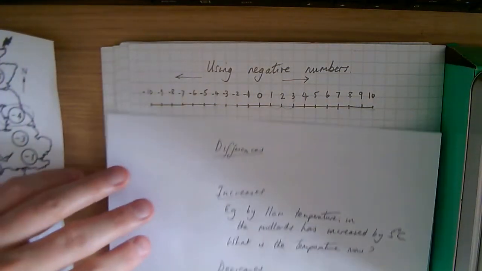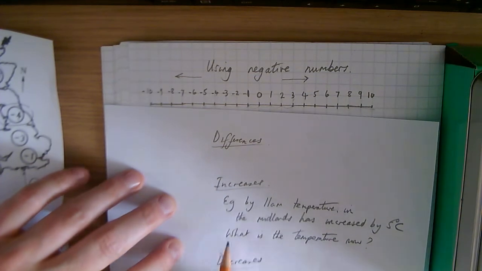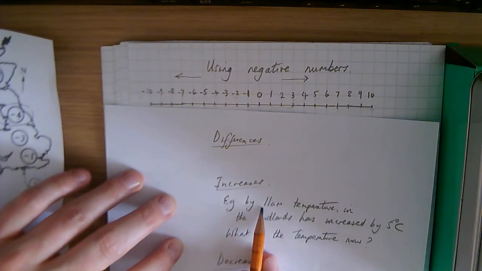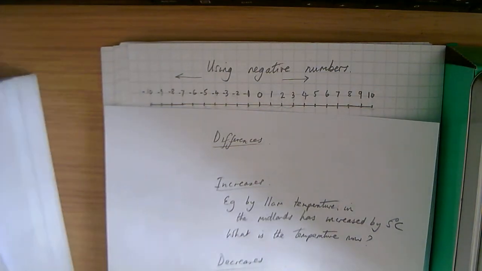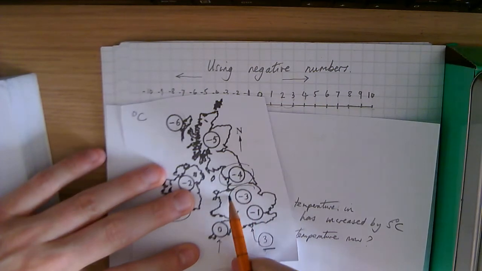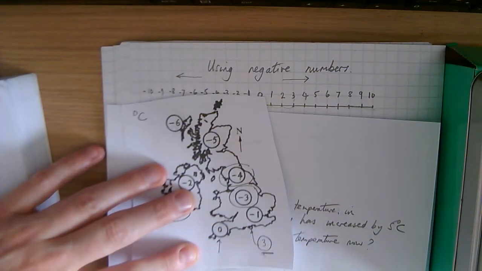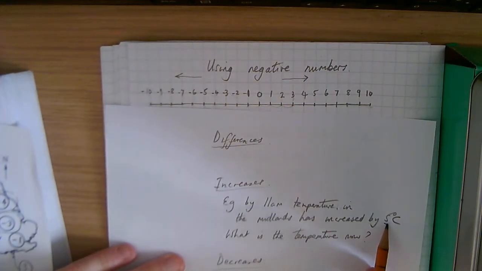Let's say, for example, we want to work out some increases and decreases. So I've got an example here. E.g., by 11 AM, the temperature in the Midlands has increased by 5 degrees Celsius. What is the temperature now? So this is the Midlands, the middle part of the country here, and in the night it was negative 3, and we know it has increased by 5.